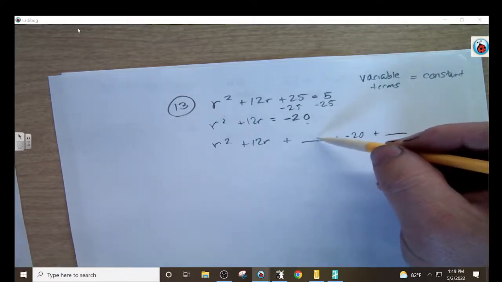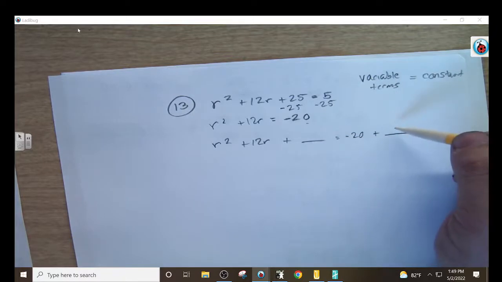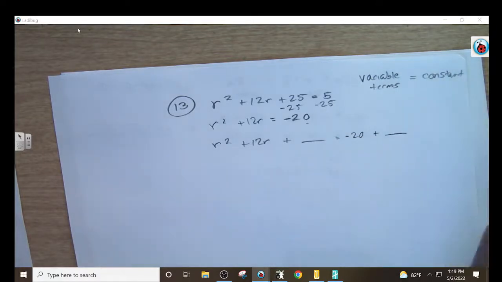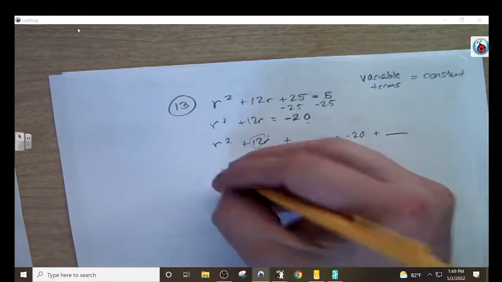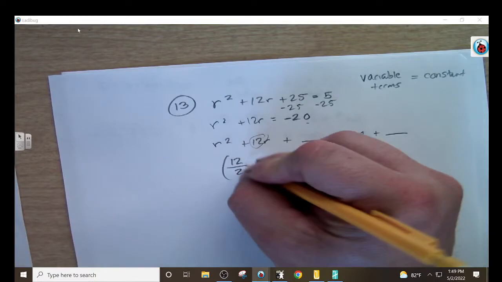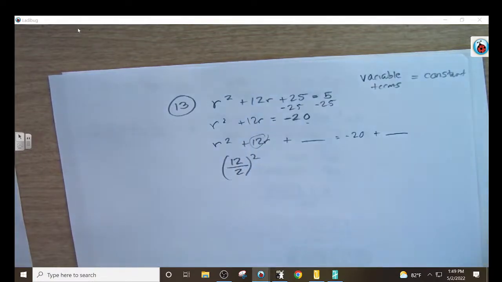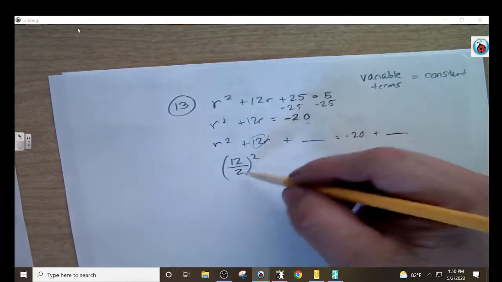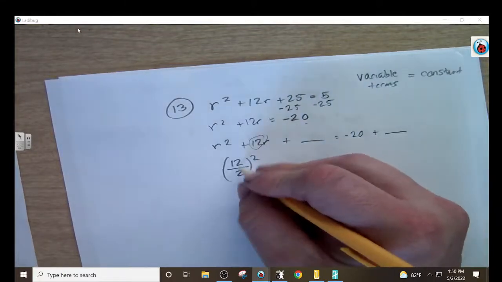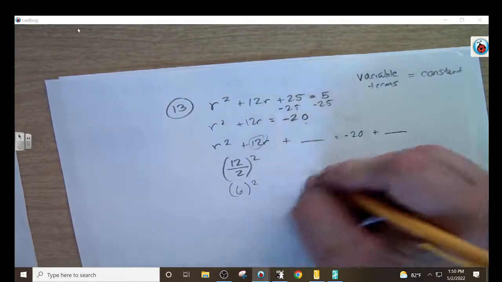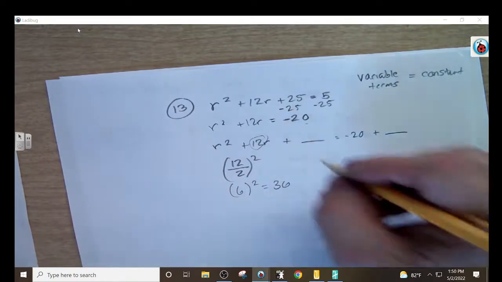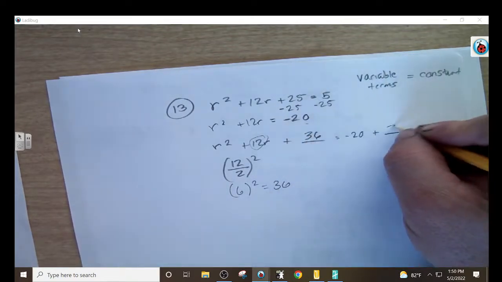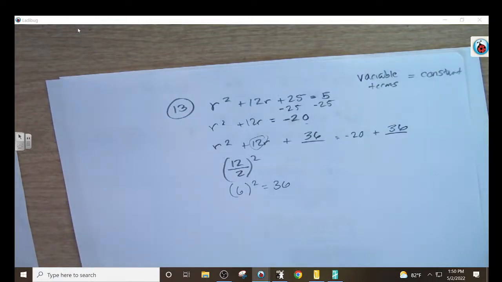Now, does anybody remember how to get this number in this number? Yeah, it's the b term, right? The b term divided by 2, squared. So 12 divided by 2 is 6. Now, guys, this will always be a perfect square. So that's going to be 36 and 36. You're going to put that number in both places. Okay?